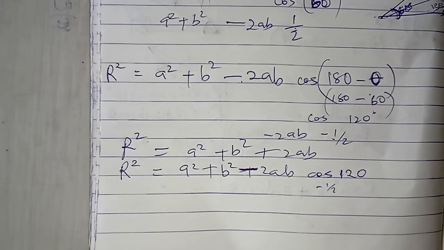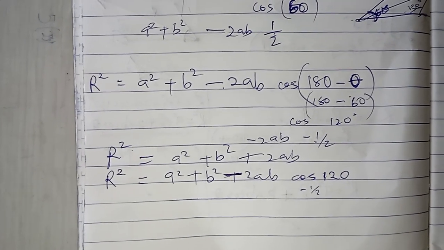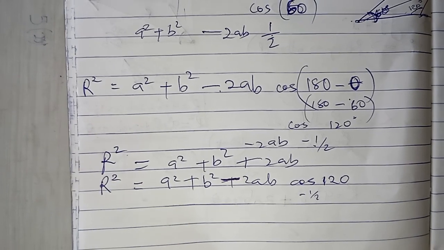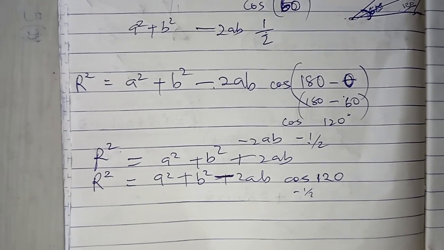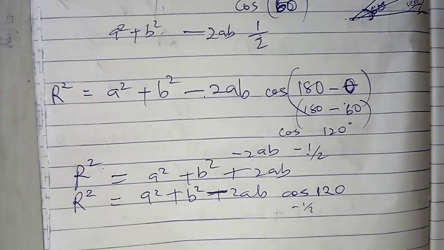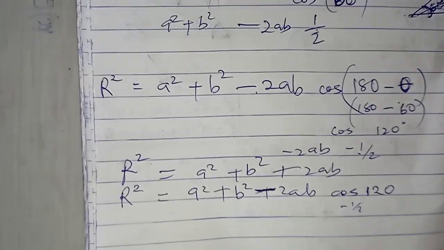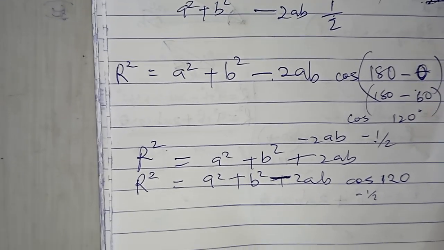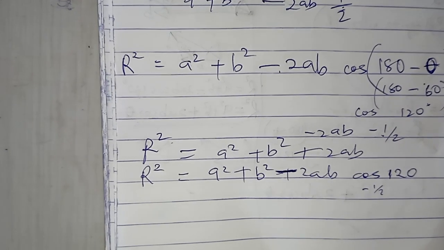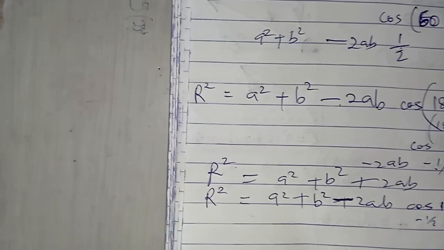It's just that you need to understand when to use your theta. The key thing to understand is that the theta should be the angle facing the resultant. If it's not like that, there might be a mistake, because everything you do as your answer for cosine rule should always equal the answer you get when you use the resolution of vectors. So let's move to the next question.